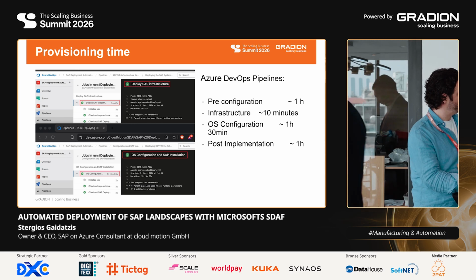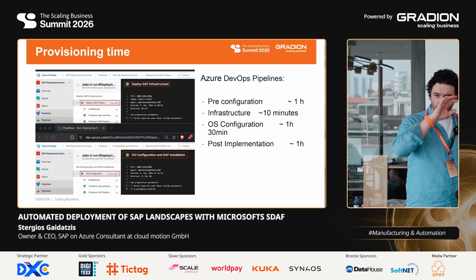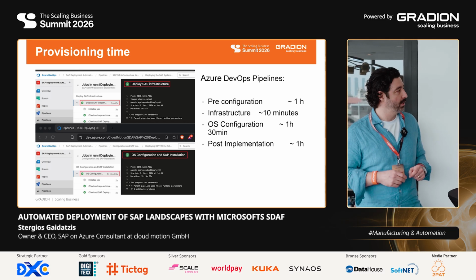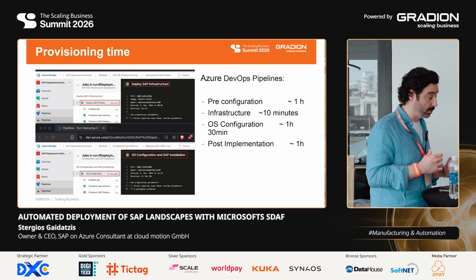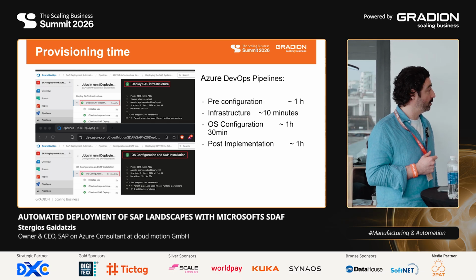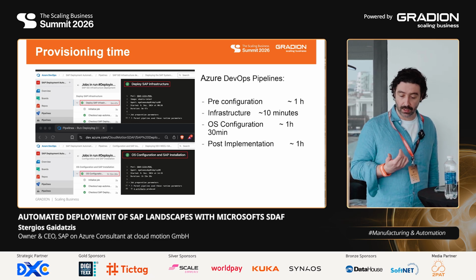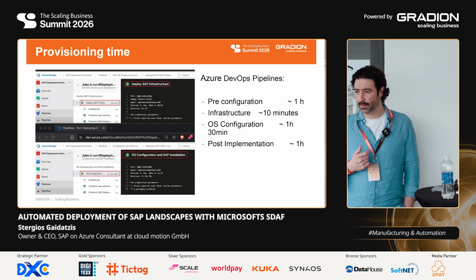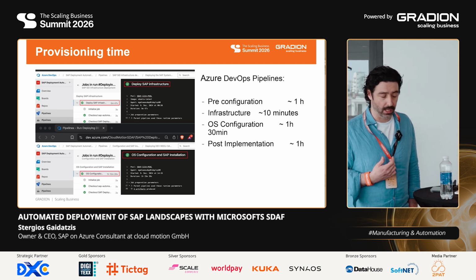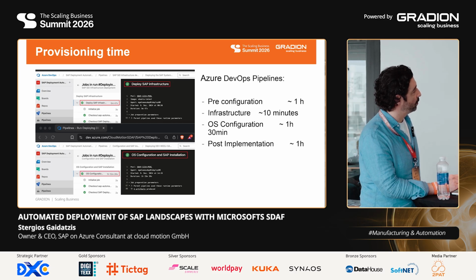So I talked also about the workload zone and also about the control plane. The control plane is the main one, the higher one, and starts all the deployments in the workload zone. So you don't need to do it in a manual way. You can do it also over pipelines. So it's also fully automated.